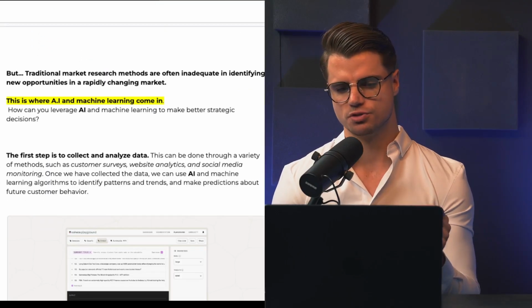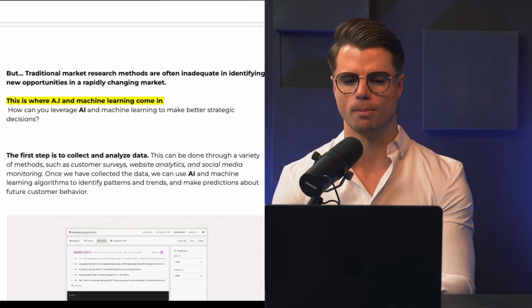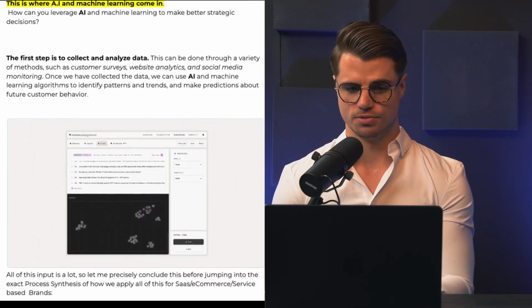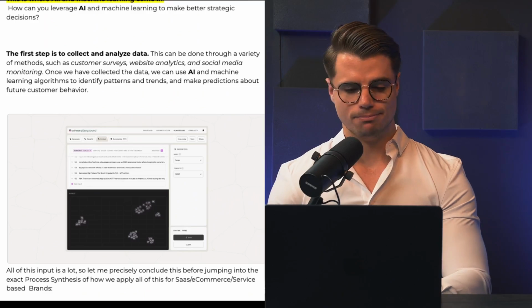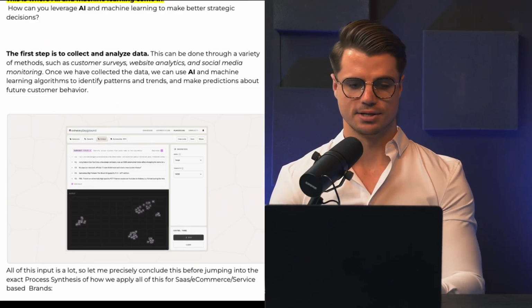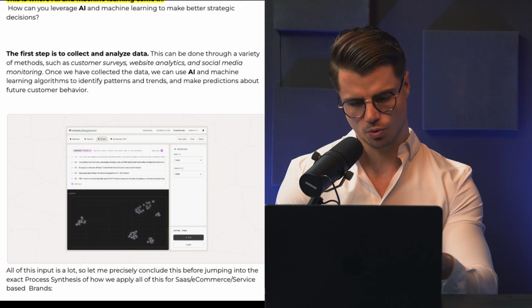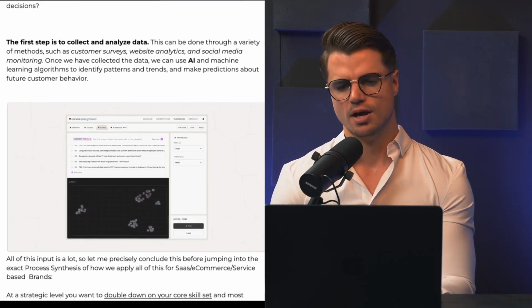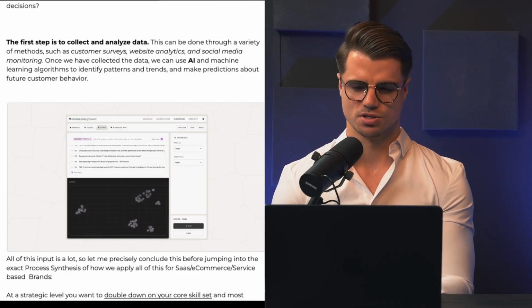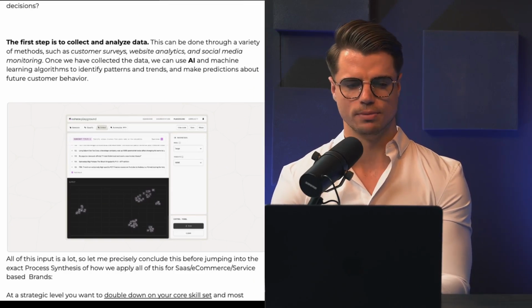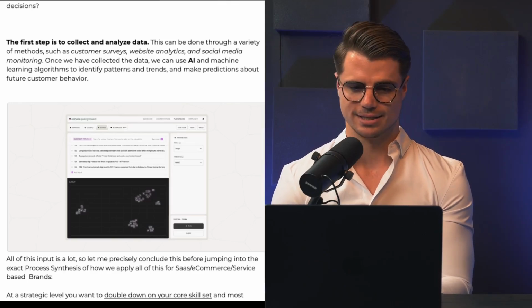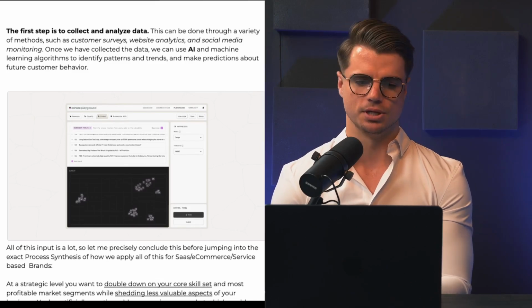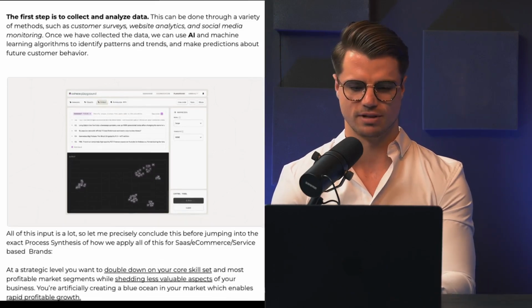So traditional market research methods are often inadequate in identifying new opportunities in rapidly changing markets. So this is where AI and machine learning come in. I am not going to go over a bunch of stuff about reinforcement learning and AI. However, I do want to give you the scratching-the-surface effect when it comes to this. So the first step is obviously to collect your data and to analyze the data. This can be done through various methods, such as customer surveys, website analytics, and social media monitoring. Once you have collected the data, we can then use AI and machine learning algorithms to identify patterns and trends and make predictions about future customer behavior, stuff like that.